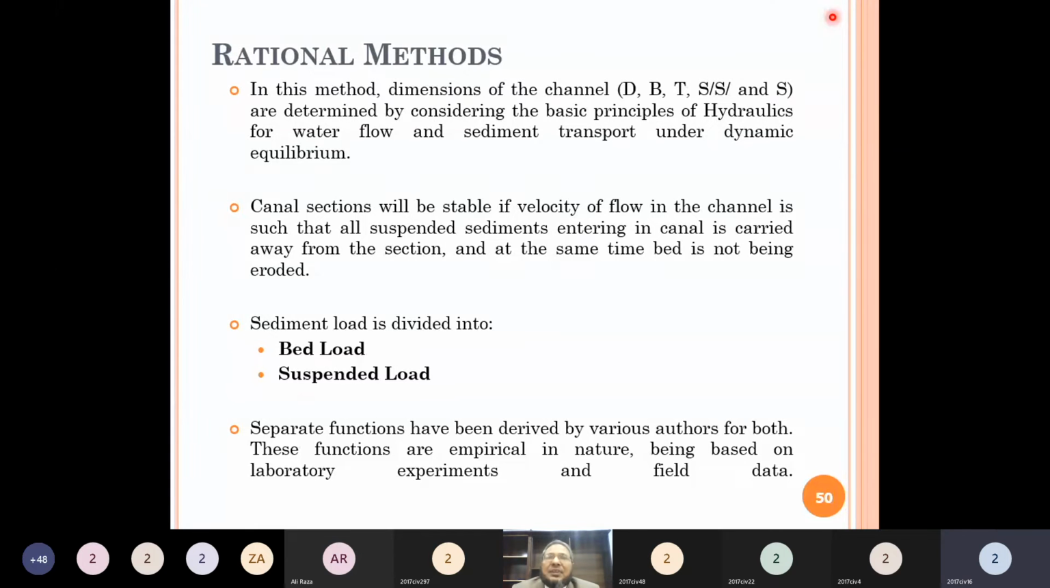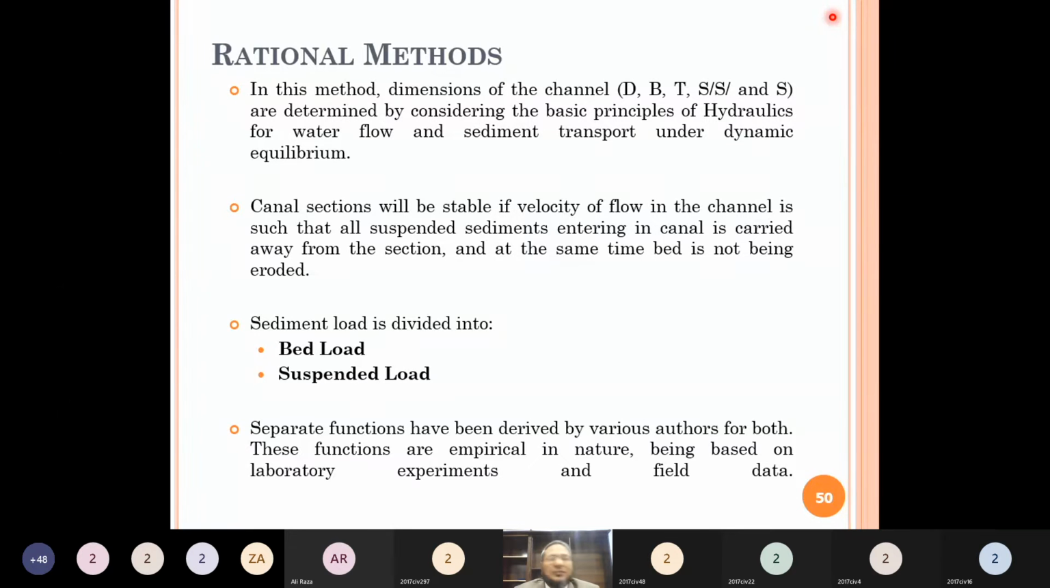ये किस चैनल से डेवलप किया गया? सो अपर बारी दोआब कैनाल, यूबीडीसी, अपर बारी दोआब कैनाल। So these type of methods are called as regime methods. It means already existing stable channel थे, non silting non scouring channel practically थे, और उधर से हमने डेटा लिया, डेटा लेके इक्वेशन बनाई, उस इक्वेशंस की बेस पे, उन फार्मूले की बेस पे जो हम डिजाइन कर रहे हैं, that is called as regime methods.